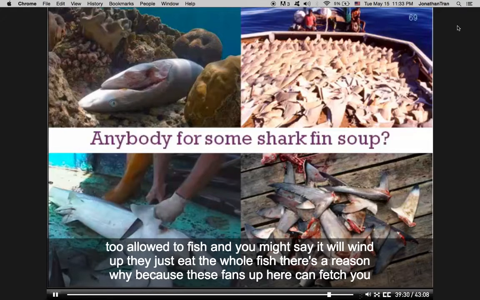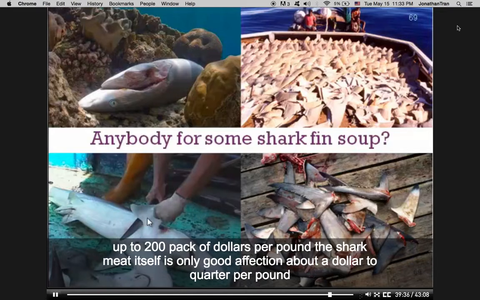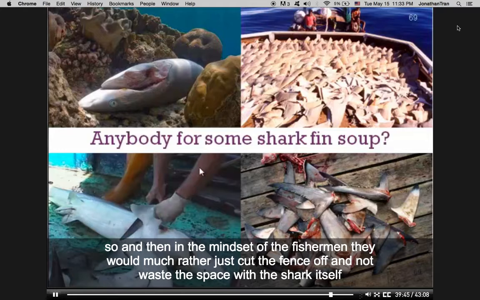And you might say, well, why don't they just eat the whole fish? There's a reason why. Because these fins up here can fetch you up to $200 per pound. The shark meat itself is only going to fetch you about $1.25 per pound. So in the mindset of the fishermen, they would much rather just cut the fins off and not waste the space with the shark itself.